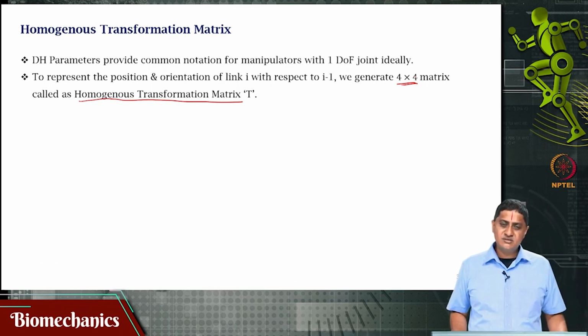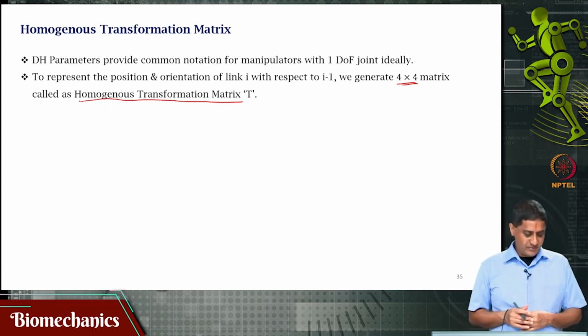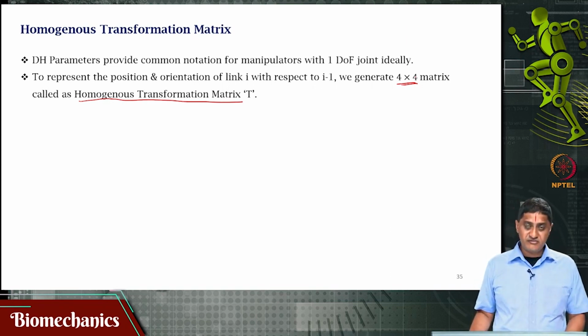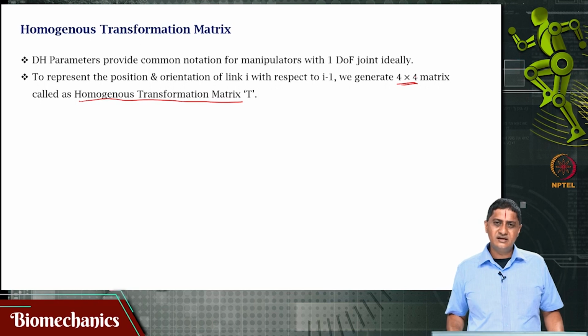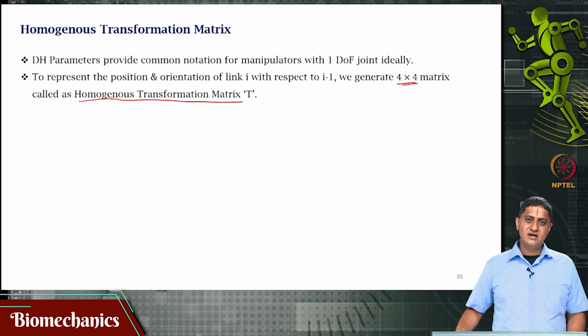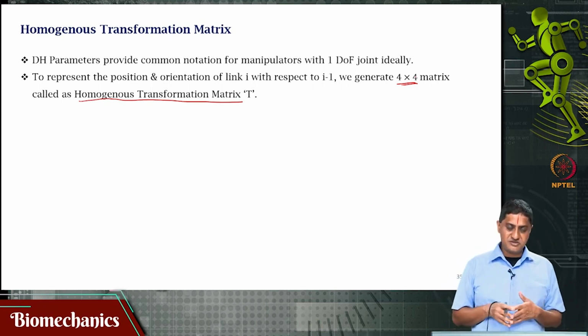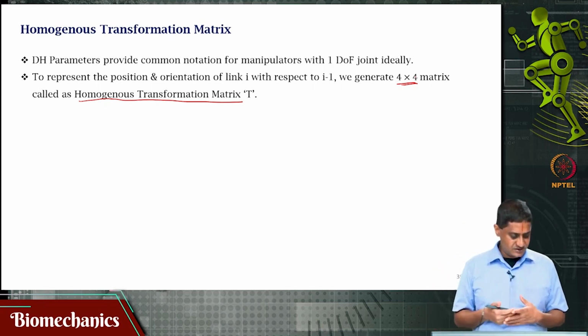Why are we doing this? Because the frame i minus 1 is transformed to frame i, right. There is a transformation that is happening from frame i minus 1 to i, and so on and so forth. We will be discussing more details about rotation matrices in future videos. For now, let us just say that this 4 by 4 homogeneous transformation matrix is obtained by using 2 angular parameters and 2 distance parameters, right.